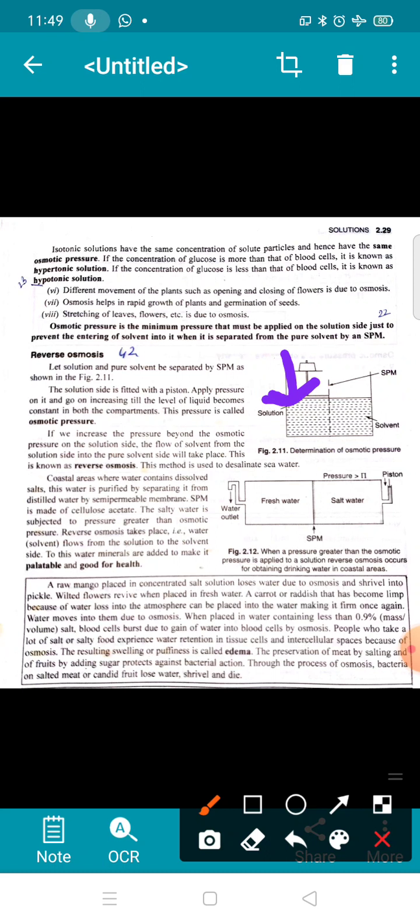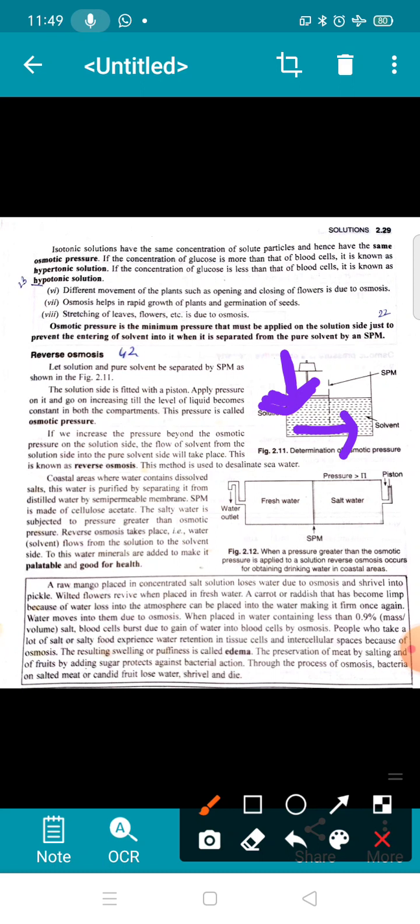But by chance, if we apply more pressure than osmotic pressure, then what happens? Then solvent particles from the solution, or region of higher concentration, move towards the solvent, or the region of lower concentration. This phenomenon is called reverse osmosis. Now what is the use of reverse osmosis?